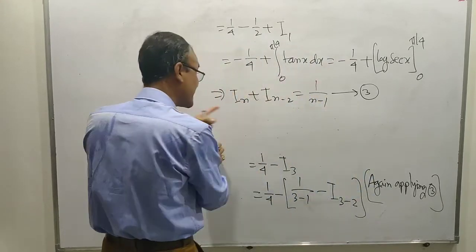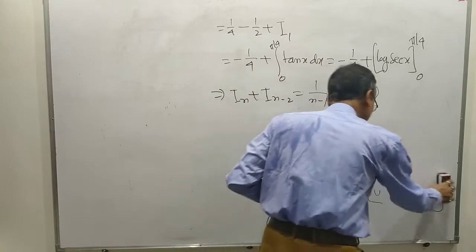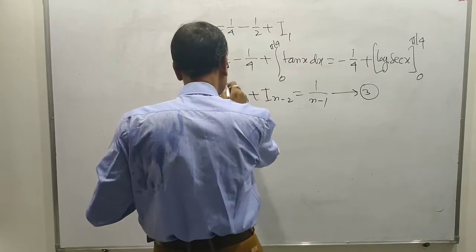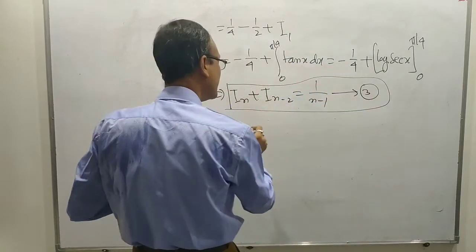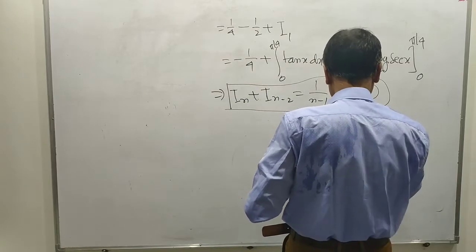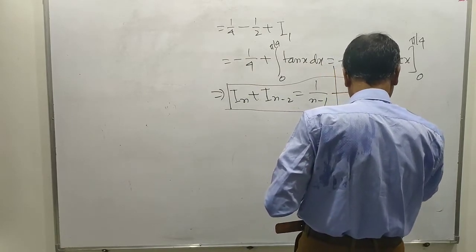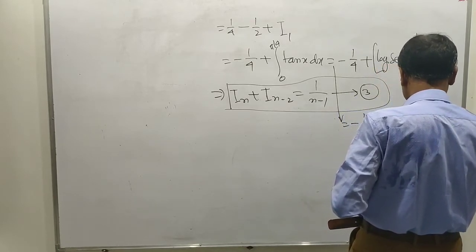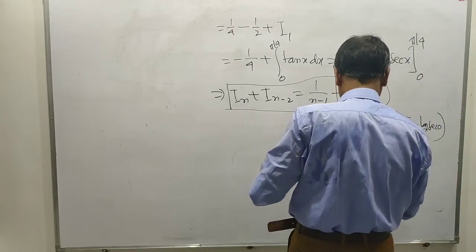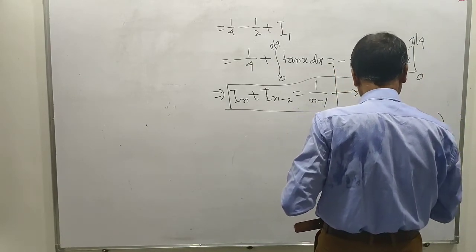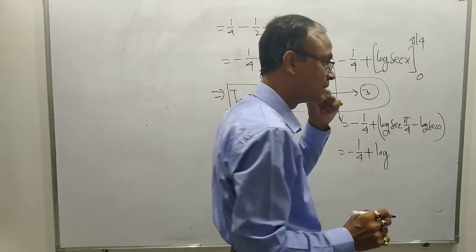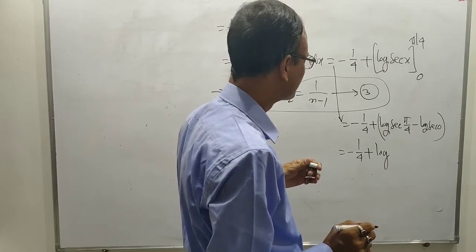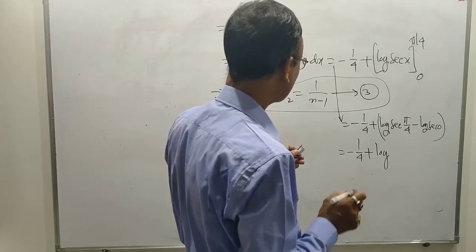For I6 I will apply again 3. That's why I am not removing 3. It will be applied again. This is equal to minus 1 by 4 plus log sec pi by 4 minus log sec 0. This is equal to minus 1 by 4 plus log of sec x from 0 to pi by 4.